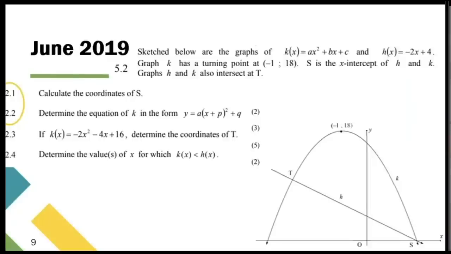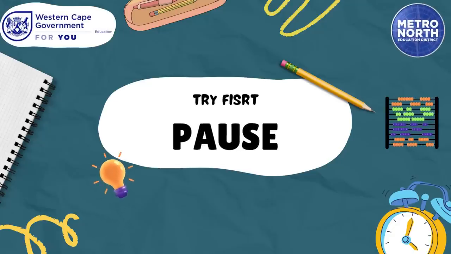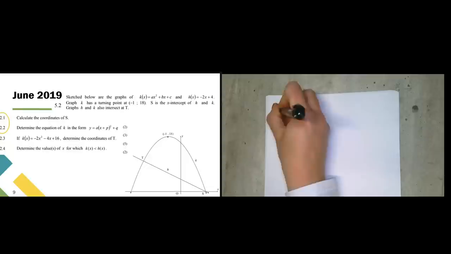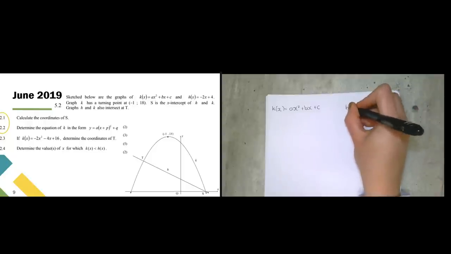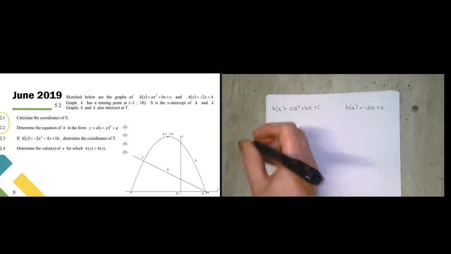If we move over to June 2019, they have given us the following. They said, sketched below are the graphs of k(x) and h(x). k(x) has an equation of ax squared plus bx plus c, and h(x) has an equation of negative 2x plus 4. Graph k has a turning point at (negative 1, 18), it's on my sketch, and S is the x-intercept of both the h and the k graphs. Graphs h and k also intersect at T.